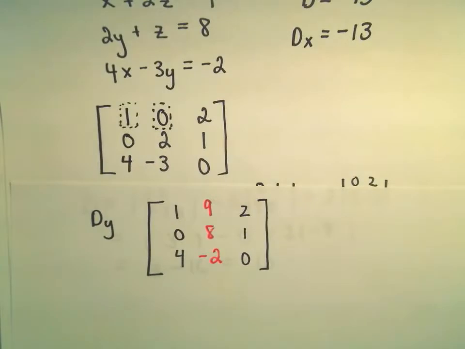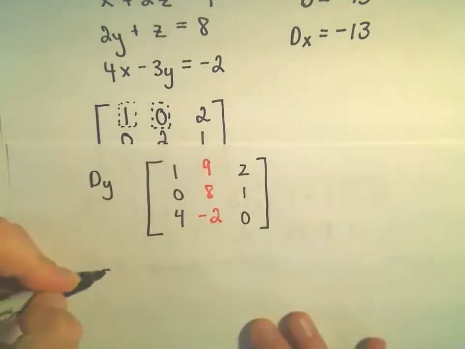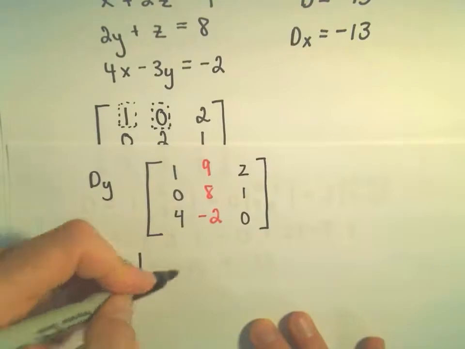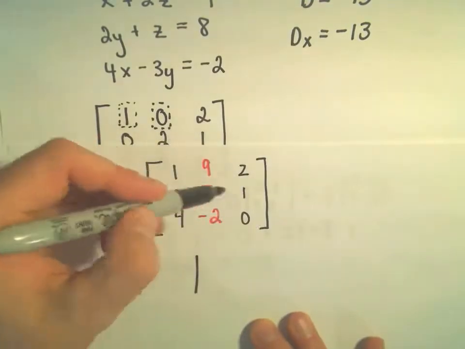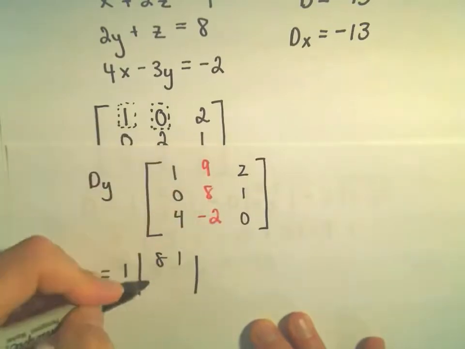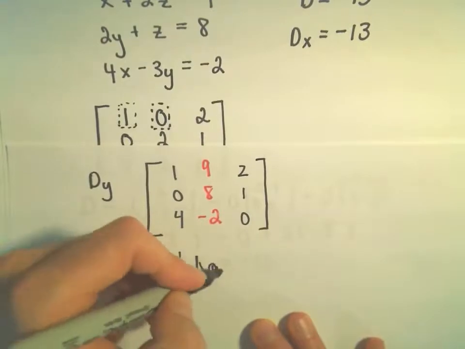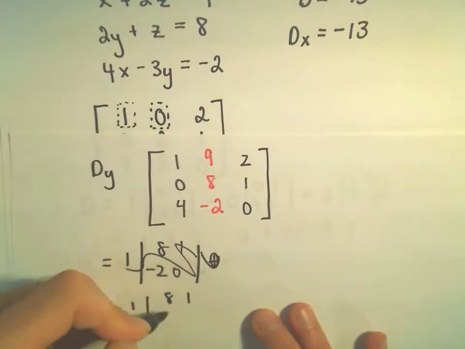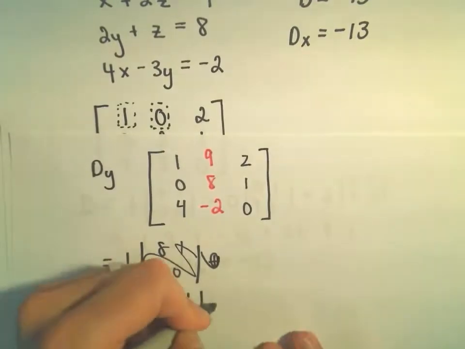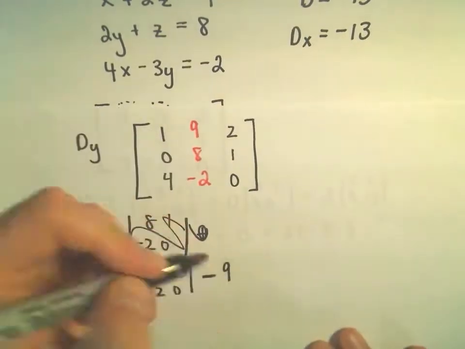So I'm going to compute my determinant. You could expand along a different row because there's some zeros, but I'm just going to still expand along the first row. So we'll get 1 times this 8, 1, negative 2, and 0, plus, so the middle sign, we start off with a positive, so the middle sign needs to turn into a negative. We flip the sign, so we'll have negative 9.